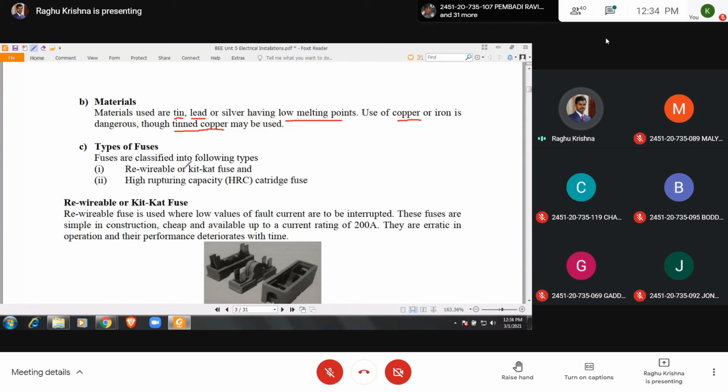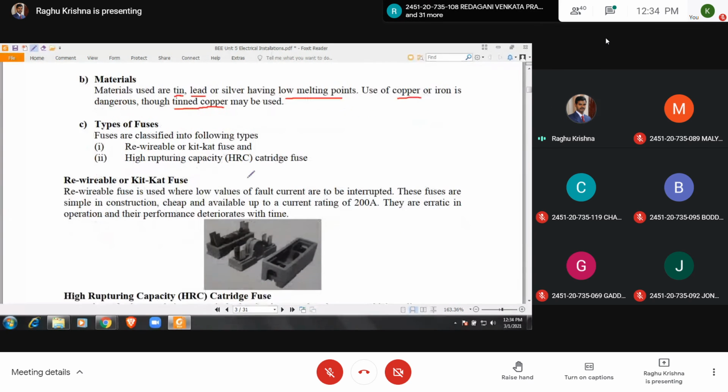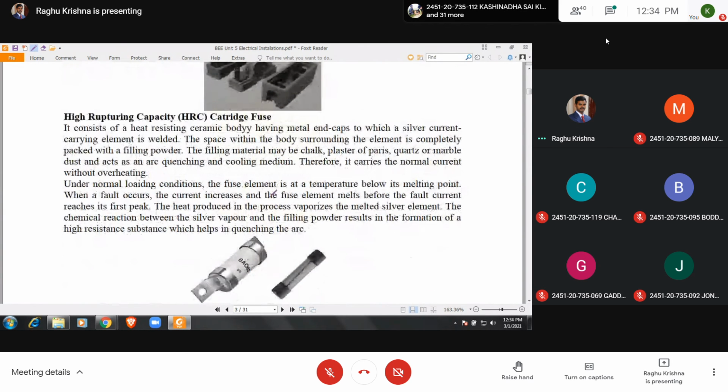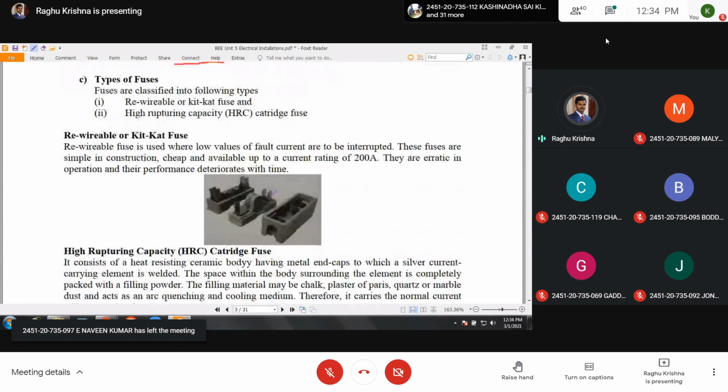So fuses are classified into the following types. First one is rewirable or KitKat fuse. Next one is high rupturing capacity, HRC, cartridge fuse. HRC means high rupturing capacity.